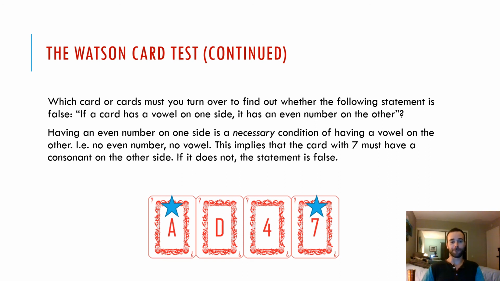The reason we don't flip over the 4 is because this condition will be met regardless of what's on the back of this card. So if a card has a vowel on one side, it has an even number on the other. If what's on the back of the 4 is the letter E, a vowel, then it meets the condition. If what's on the back is another consonant, T, then it doesn't matter, remember, because we don't care about consonants. We would, however, need to flip over the 7 to make sure that there is not a vowel on the back. Because remember, a vowel is sufficient for an even number. So if we don't have an even number, we can't have a vowel.